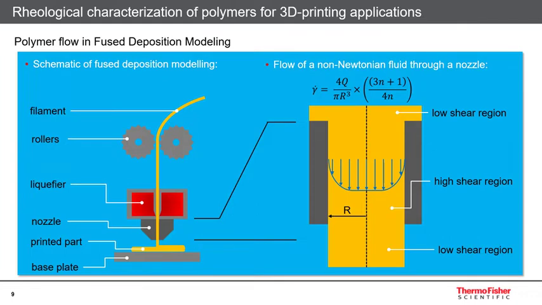This is representing the capillary flow of a non-Newtonian or viscoelastic sample. In this equation, Q represents the flow rate and N the degree of non-Newtonian or shear thinning behavior. Now, for a polymer that is processed in such a way, it is important that its viscosity is not too high, but not too low at the same time either.